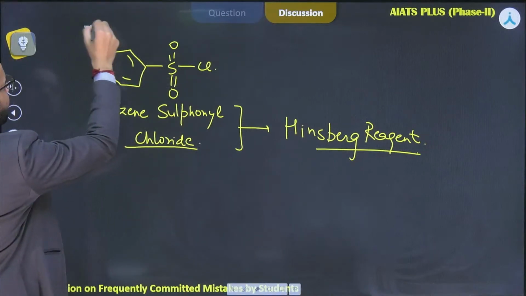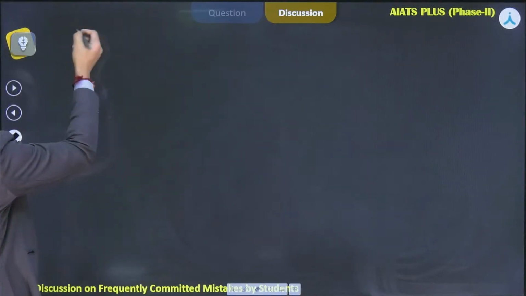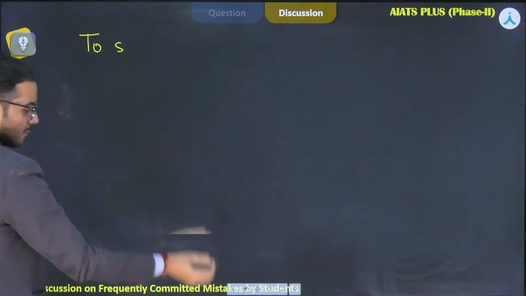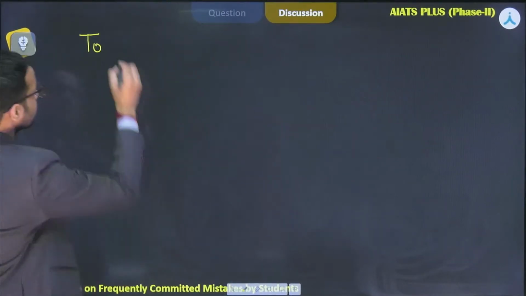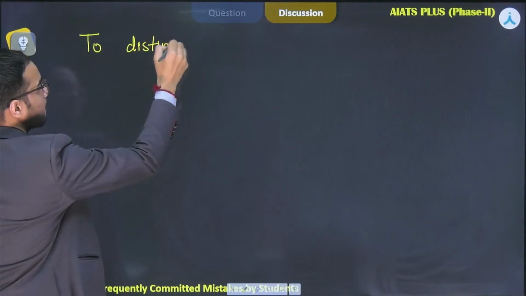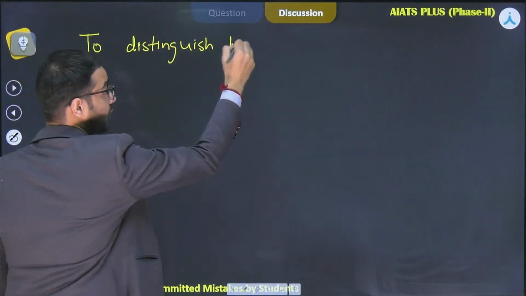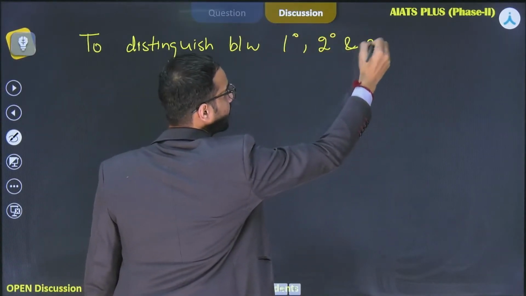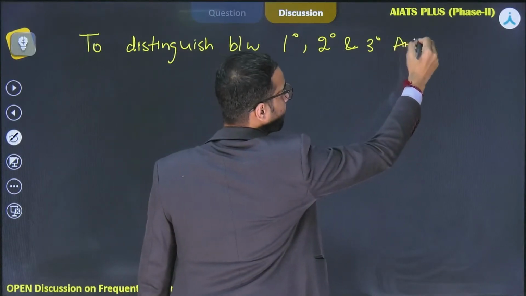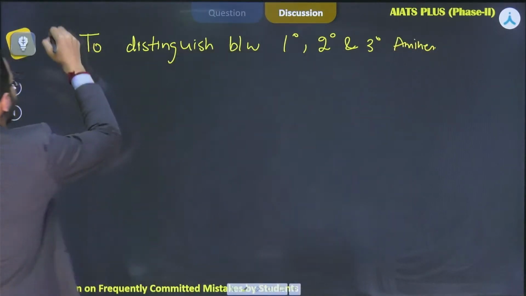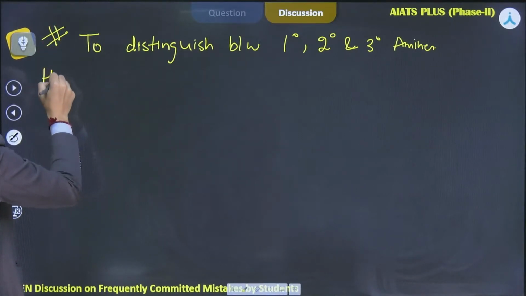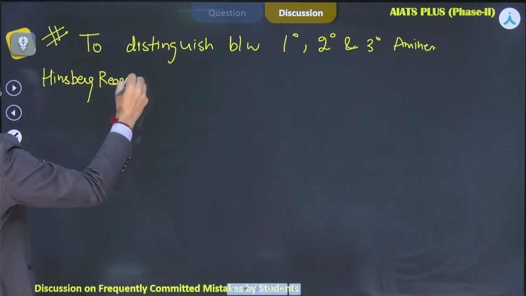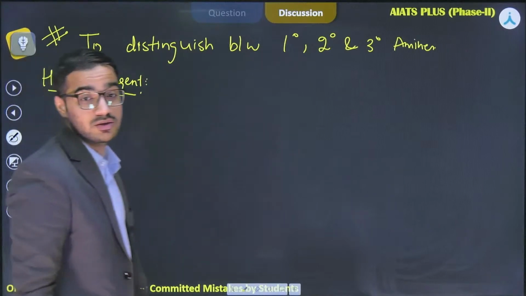we will move to the next slide. This reagent is used to distinguish between primary, secondary and tertiary amines. This is a very, very important reagent, Hinsberg reagent. And how can it distinguish?